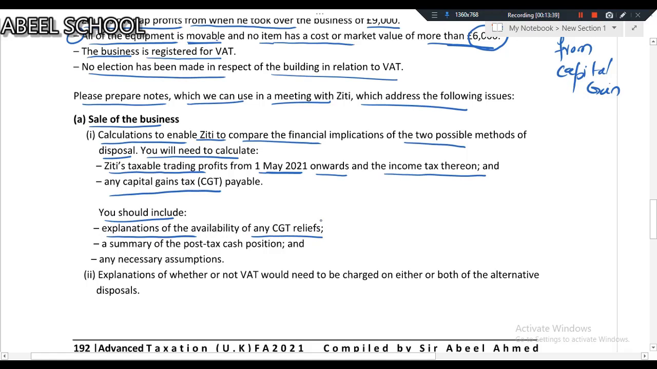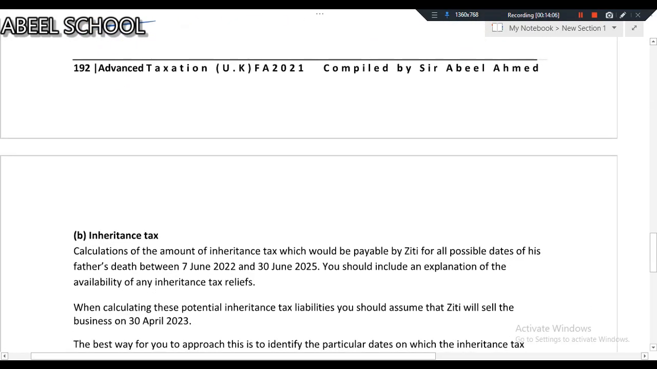Dear student, while solving the question I'll be explaining as well, but I really want you to write that explanation in your own words, otherwise the video will become really long, which I don't want. Next: a summary of the post-tax cash position and necessary assumptions. And an explanation of whether or not VAT would need to be charged on both alternative disposals.